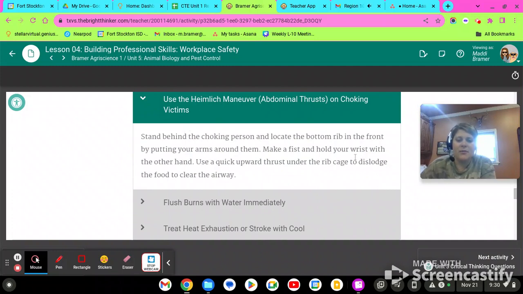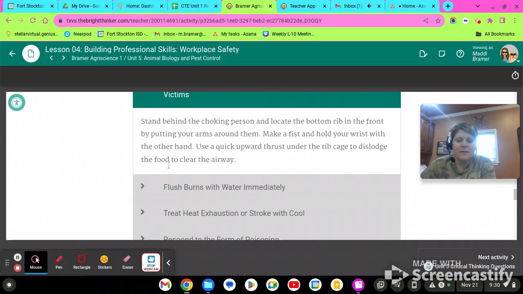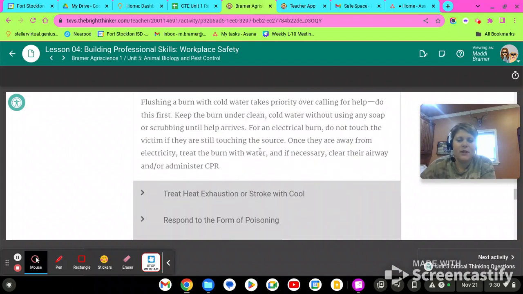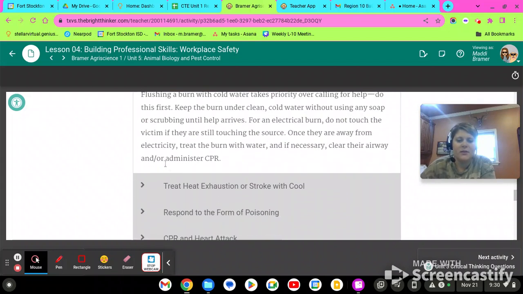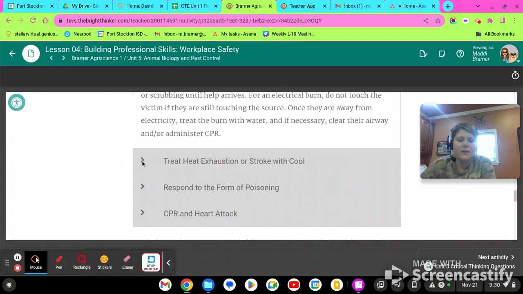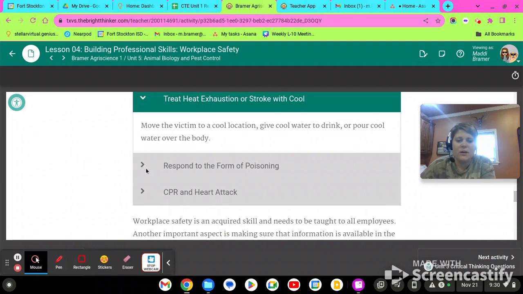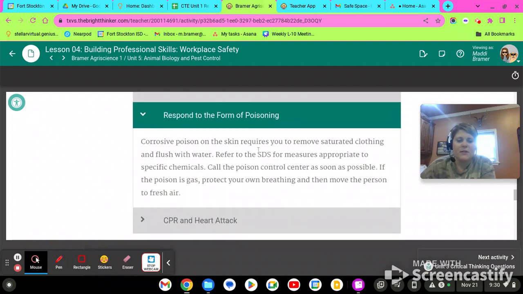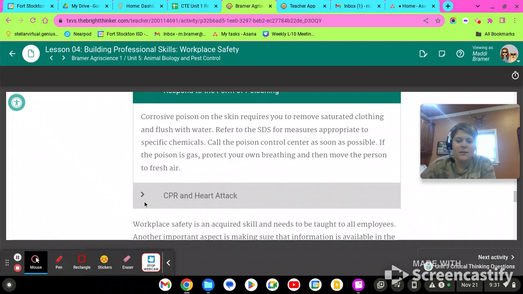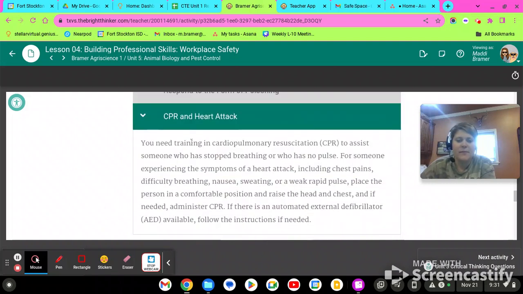Use the Heimlich maneuver on choking victims. Flush burns with water immediately. Use cold water with burns. Treat heat exhaustion or heat stroke with cool water. So give them cool water to drink and pour cool water all over the body. Respond to poisoning: for corrosive poisoning on the skin, that requires you to remove saturated clothing and flush with water. Always call poison control, and they'll tell you how to do it.